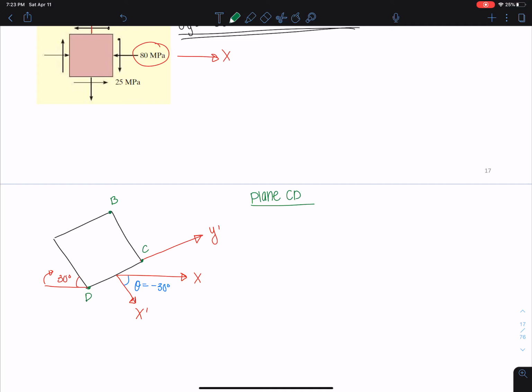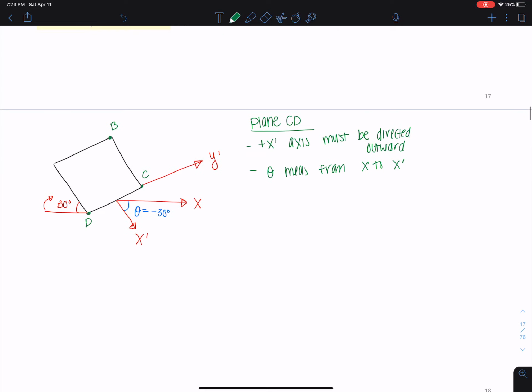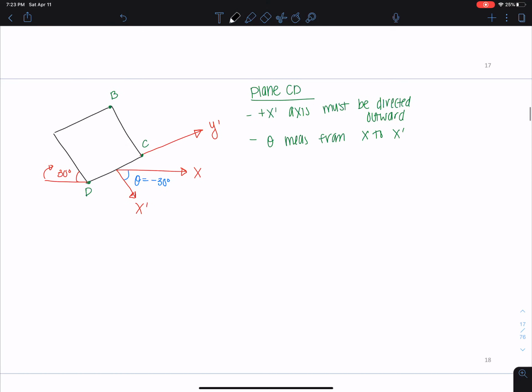Okay, and just some notes before we go. The positive x prime axis has to be directed outward from one of the faces. It can't be directed towards it. So we made it perpendicular to CD. The y prime has to be directed along the plane of that element, and theta is measured from x to x prime. Those are some observations we've made, and now we can plug into those equations.